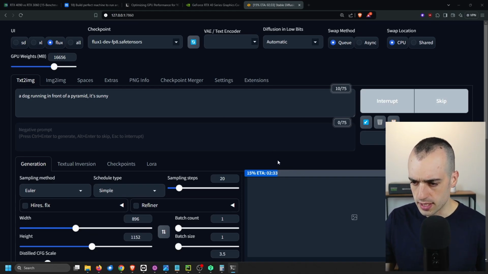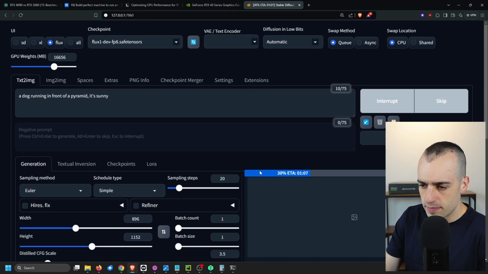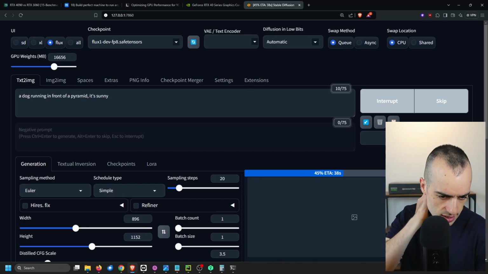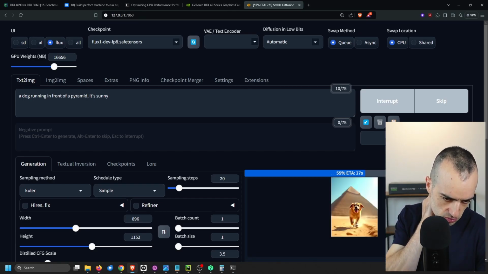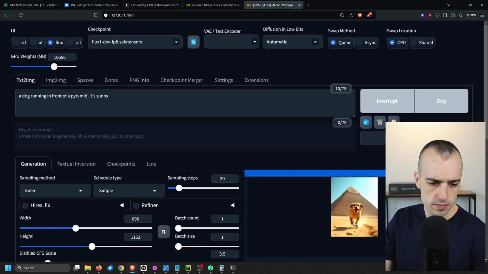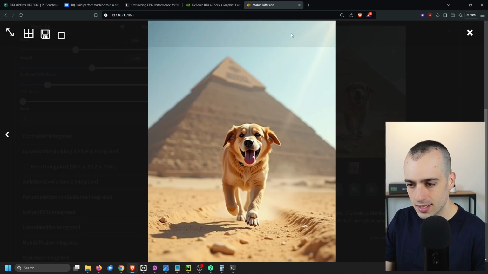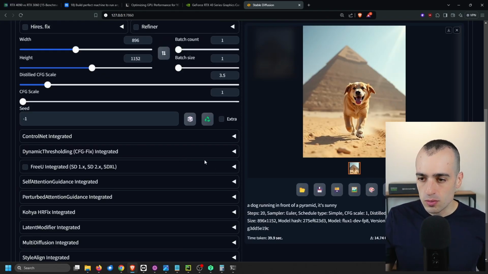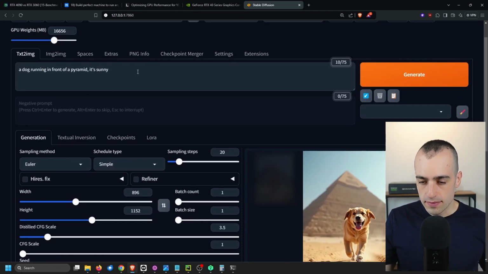Okay, now it started processing. You see it's already 25% of the image. In total, it takes, I would say, around 15 seconds or less to generate the image. And look at the image. Look at what results we are getting. Let's now play around with other images.